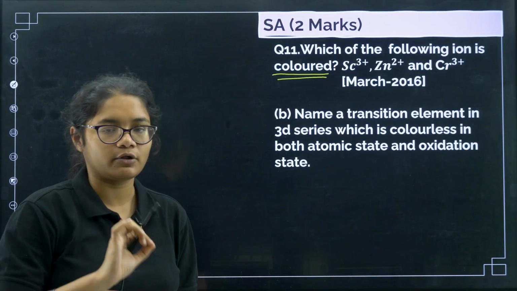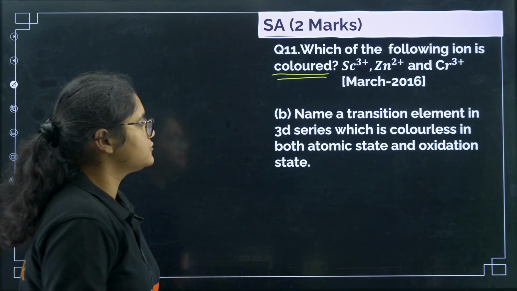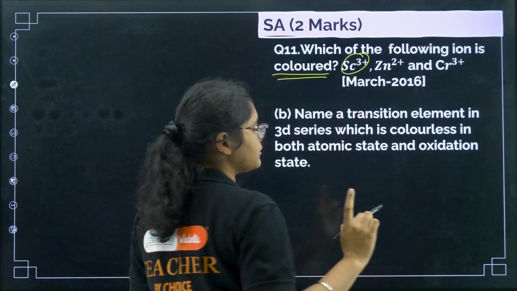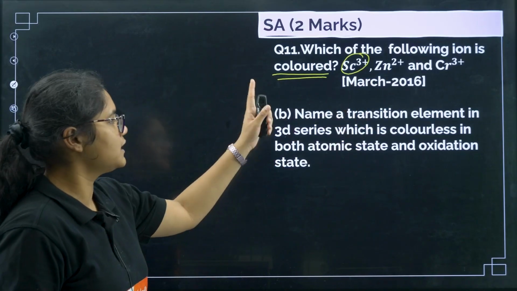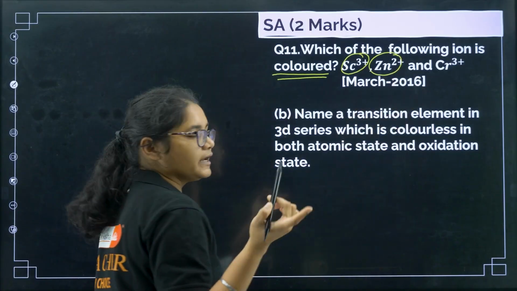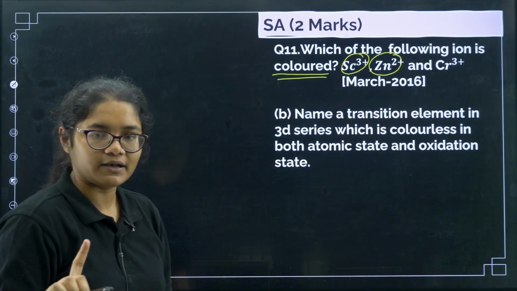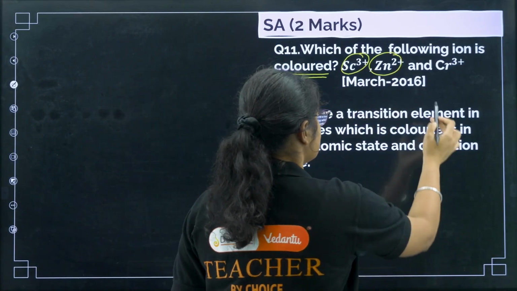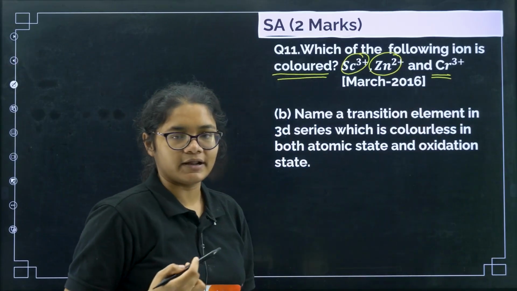If there is no unpaired electron, then it will be colorless. Just now we discussed that Scandium 3+ has no unpaired electron, so that is a colorless compound. Similarly, Zn2+ has a d10 configuration, no unpaired electron, so that is also colorless. Chromium 3+ has unpaired electrons, right?